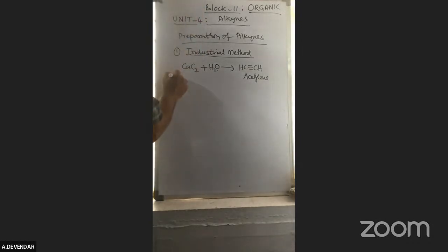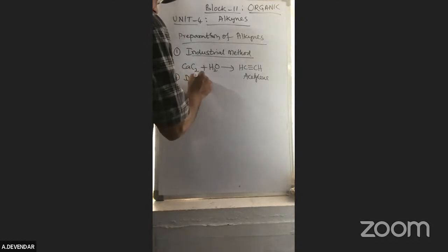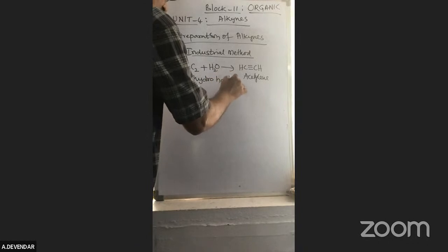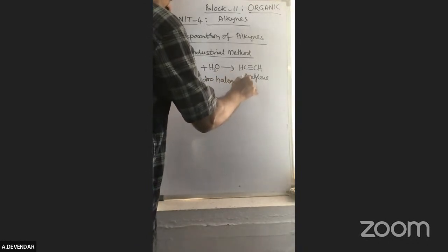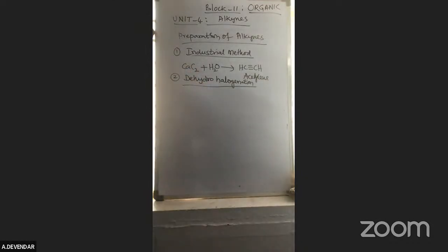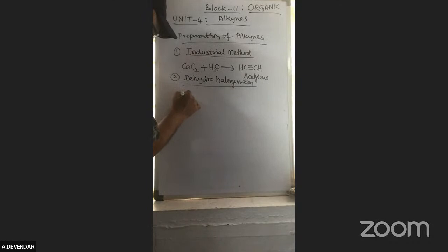Now coming to the second method: dehydrohalogenation. What do you mean by dehydrohalogenation? It means removing 2 hydrogen atoms and 2 halogen atoms. So you are removing them. Let me take this as the consideration. See, I am writing the structure.